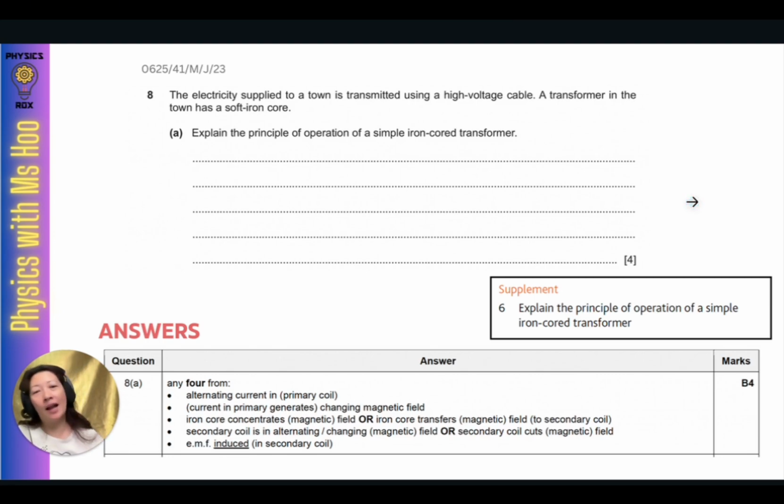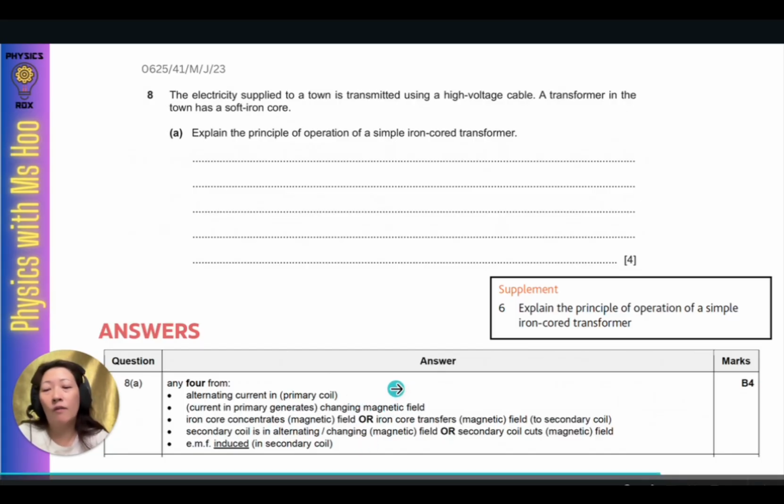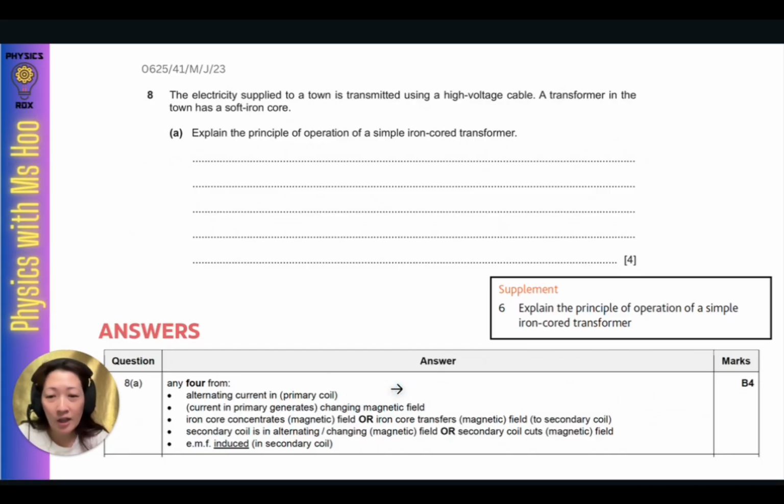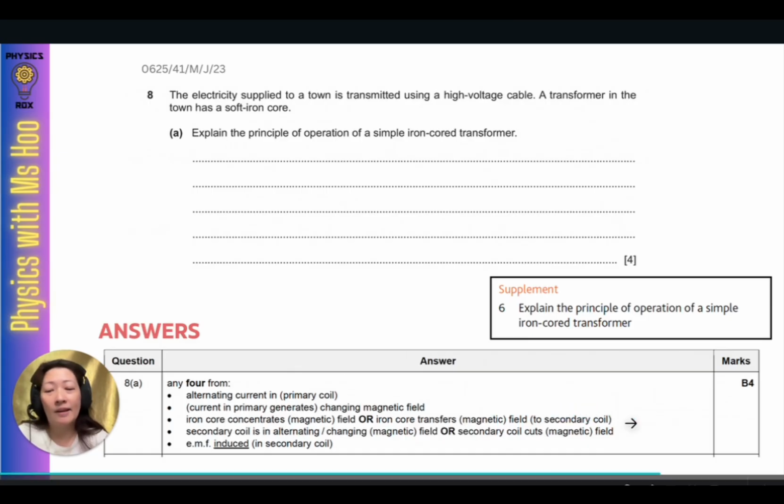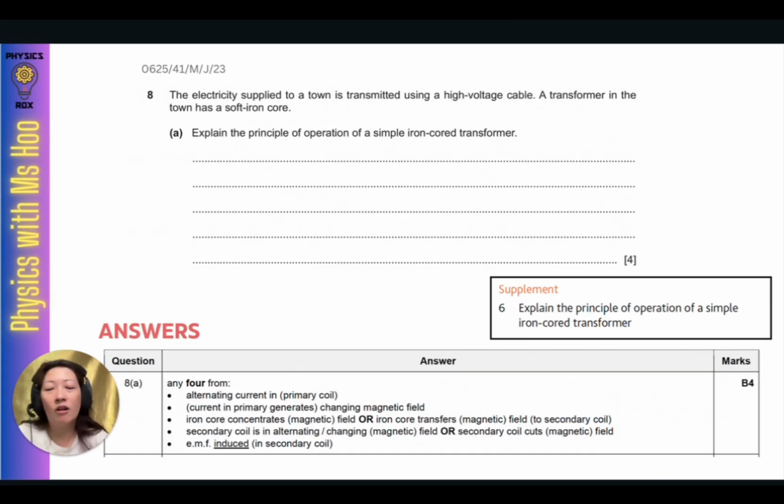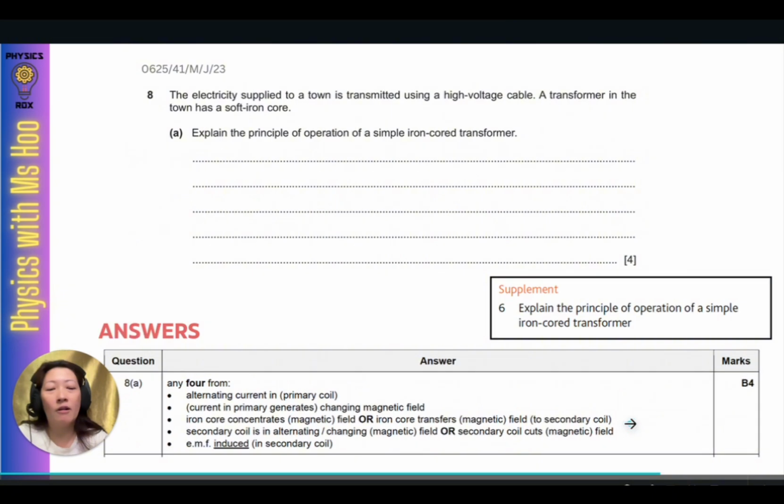You should know this by now, but just to make sure that you have all the points that you need to know, let's refer to the mark scheme. So you can see that you can score any of the 4 points from these following statements. The mention of alternating current in a primary coil, which generates a changing magnetic field. The iron core concentrates a magnetic field or transfers a magnetic field to the secondary coil. The secondary coil is within the alternating or changing magnetic field, or the secondary coil cuts a magnetic field, causing the EMF to be induced in the secondary coil.